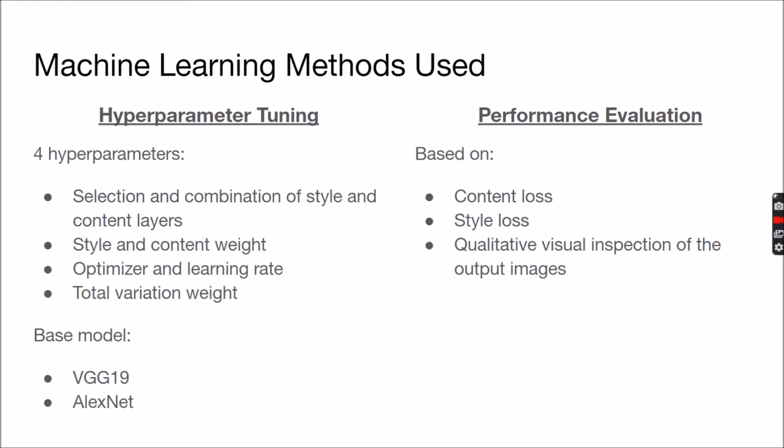We explored and tuned our neural style transfer model based on 4 parameters: the selection and combination of style and content layers, style and content weight, optimizer and learning rate, and total variation weight. We conducted the tuning using 2 pre-trained models as the base: VGG19 and AlexNet. We evaluate the performance of the models and various hyperparameters by comparing the content loss, style loss, and the qualitative visual inspection of the output images.